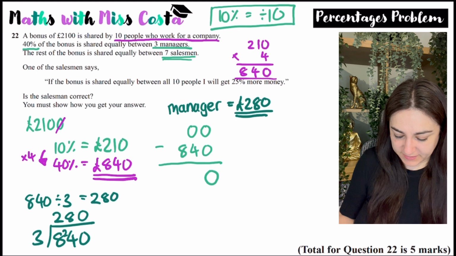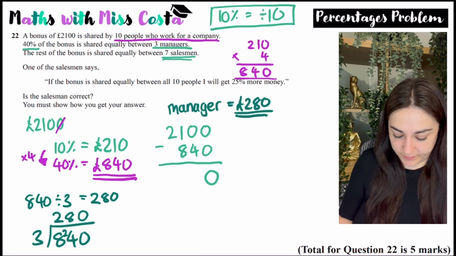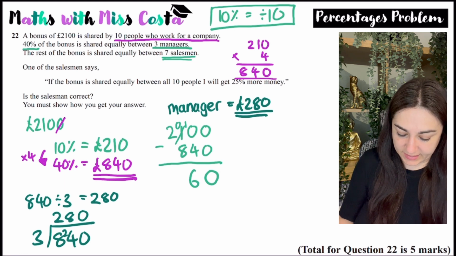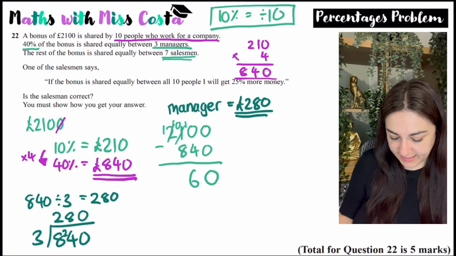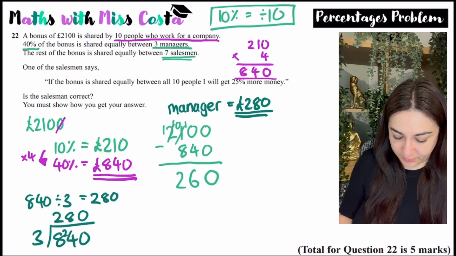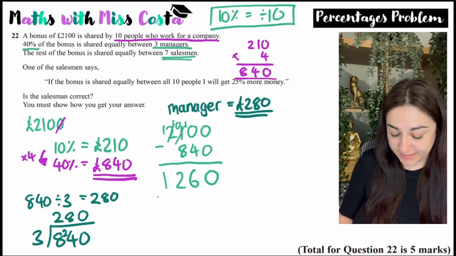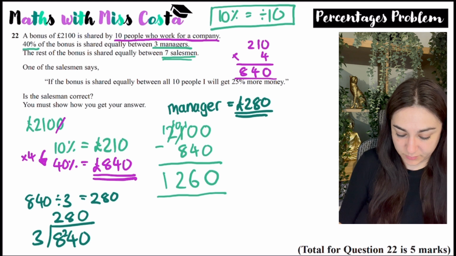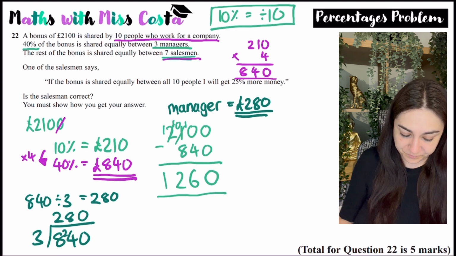So I don't know why that just disappeared. So that becomes 0. So 10 take away 4 is 6. 0 take away 8 you can't do, so that becomes a 1. 10 take away 8 is 2. So you're left with 1,260 that is shared equally between 7 salesmen.